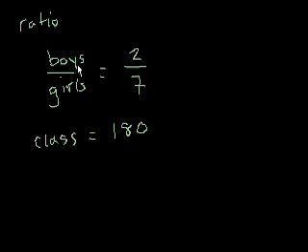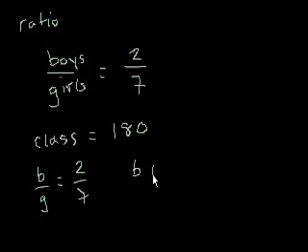Well, let's think about it. We know that the boys to girls is equal to 2 to 7. And we also know that the boys plus girls is equal to 180. So here we have a system of 2 equations and 2 unknowns. And you could actually, if you really think about it, solve this without algebra. But I'll show you the algebraic way, because when problems get complicated, this will always work.